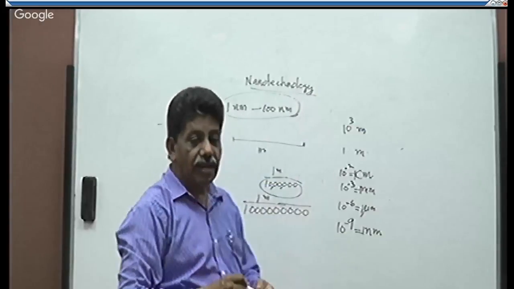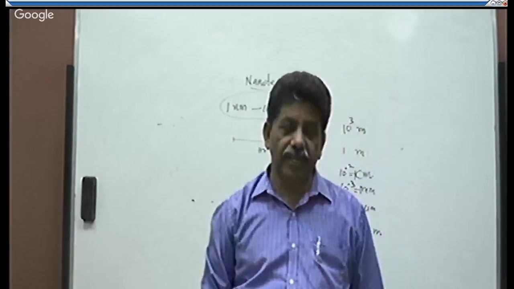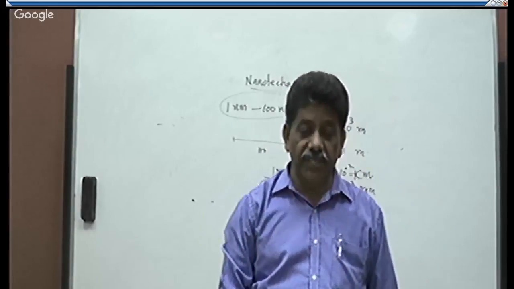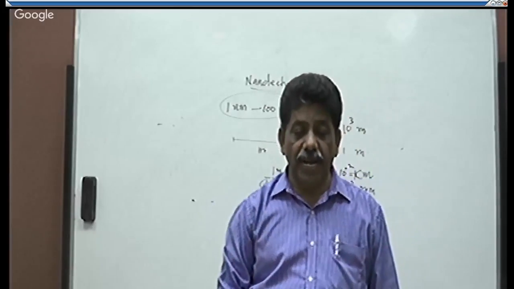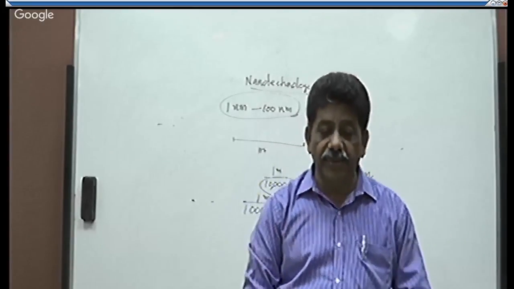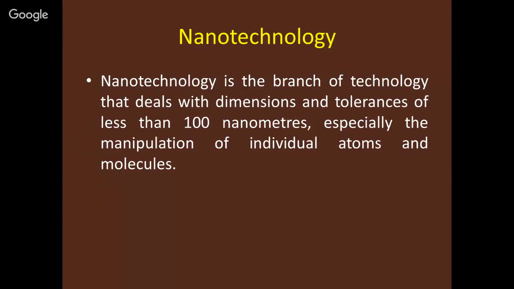Several definitions are there. Now we can take this as a standard definition. In most cases we find that nanotechnology is a branch of technology that deals with dimensions and tolerance. Tolerance means the order of the differences, whatever we find, the range. In other words, dimensions and tolerance less than 100 nanometers, especially manipulating individual atoms and molecules.